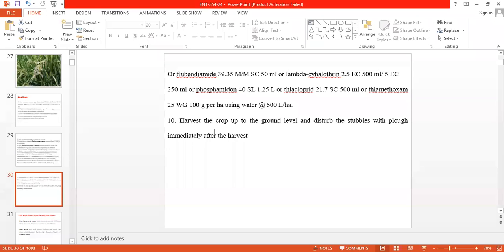Then harvest the crop up to the ground level and disturb the stubbles with ploughing immediately after the harvest, because the larva remains in the stems or stubbles which are left after harvesting of the paddy field. So harvest the crop up to the ground level and disturb the stubbles with ploughing immediately after the harvest, killing the larval as well as pupal stage of that pest.